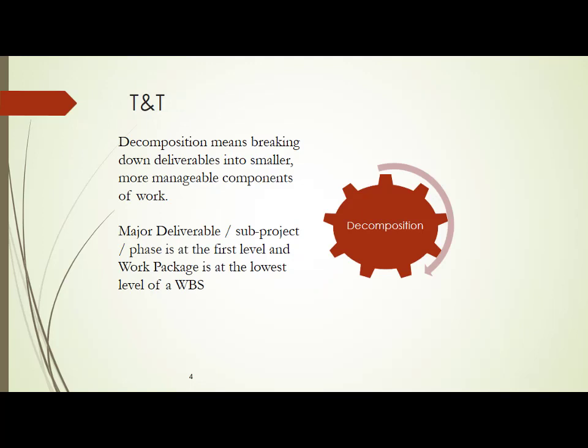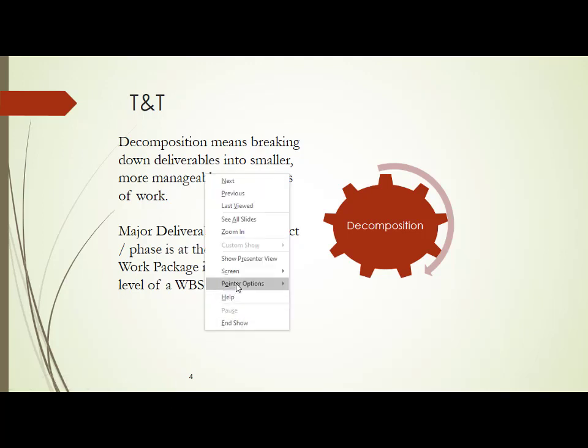Now once you do that, there is only one tool and technique, and that tool and technique is called decomposition. Very important. What is the meaning of decomposition? Decomposition means breaking down deliverables into smaller and manageable components of work. We also call it the divide and approach method. Let me give you an example.